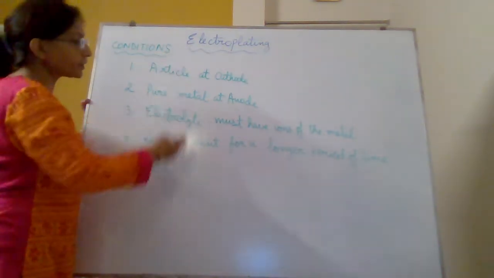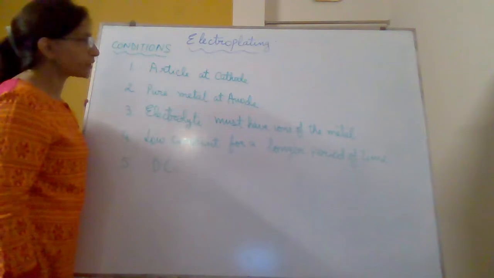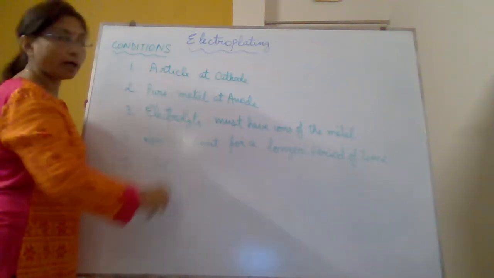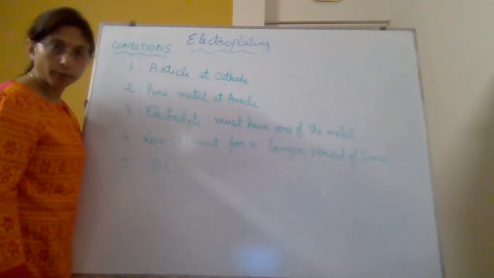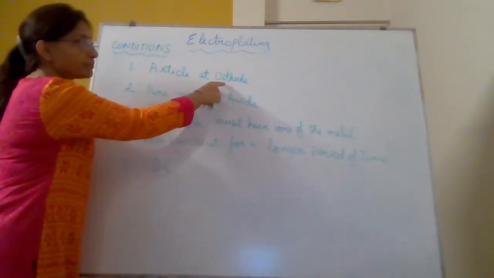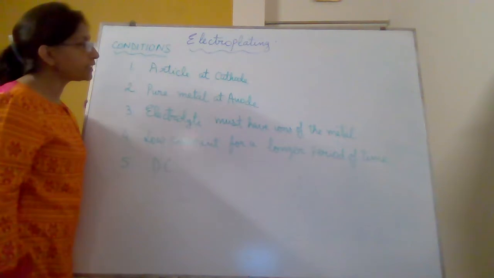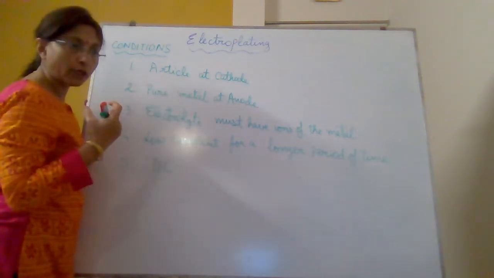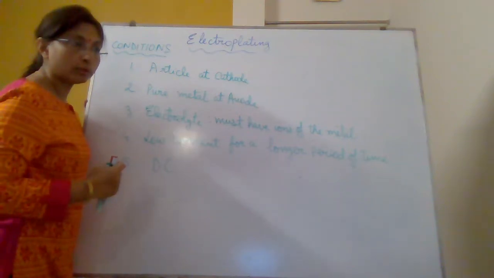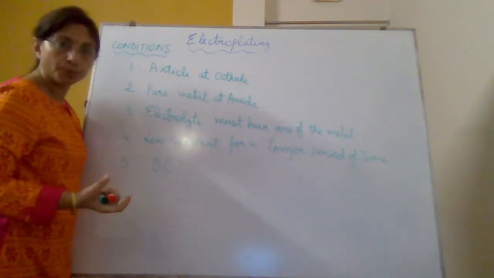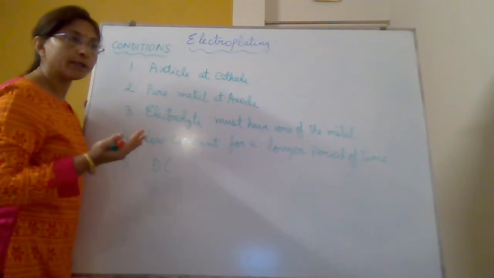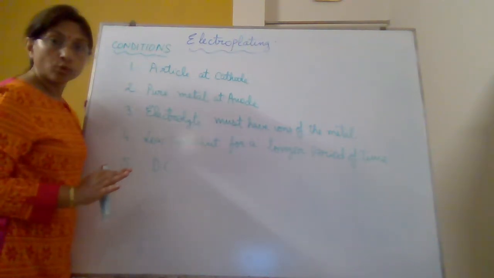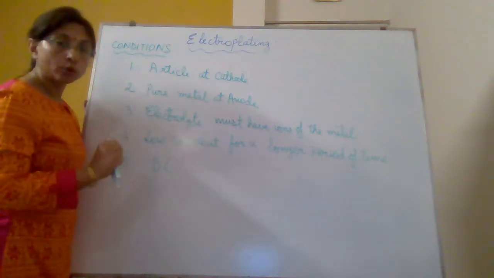Now, what are the different conditions which are required for electroplating? The first condition is that the article which is to be electroplated must be kept at the cathode. देखो ध्यान ये रखना है कि जो भी आर्टिकल है, वो एक स्पून हो सकती है, वो कुछ भी हो सकता है, जिस भी आर्टिकल के ऊपर आप दूसरे मेटल की कोटिंग चाह रहे हैं। मेटल की कोटिंग मतलब मेटल को आप कोट करना चाह रहे हैं.